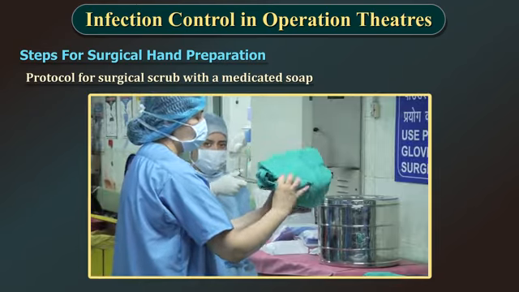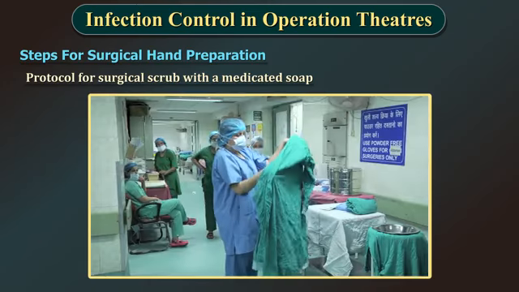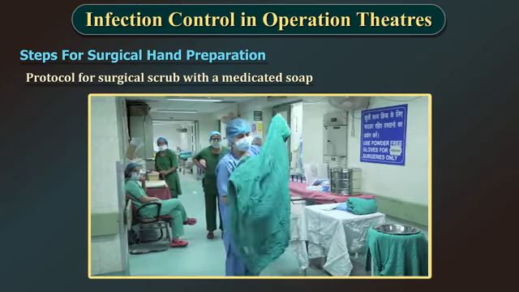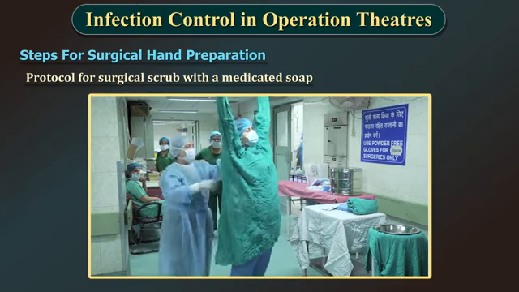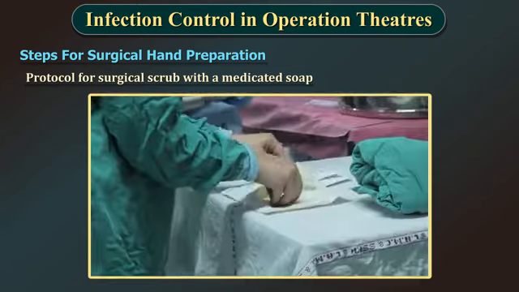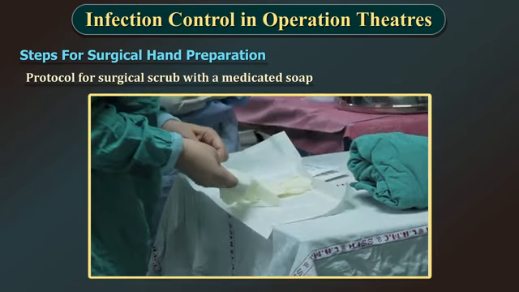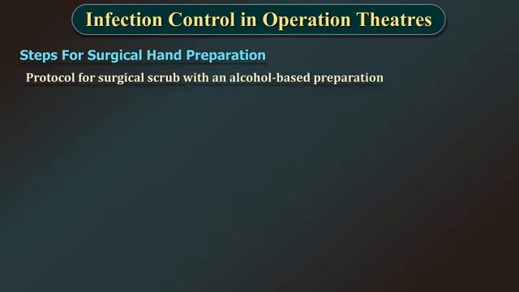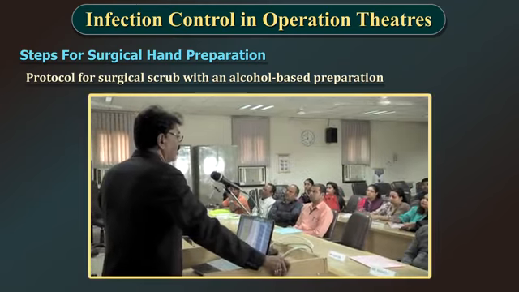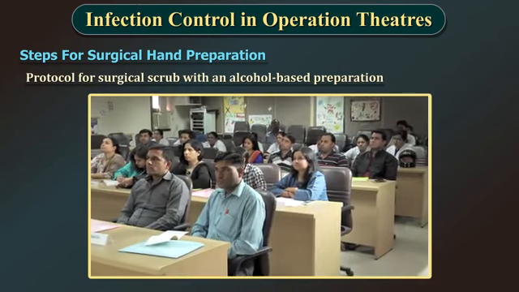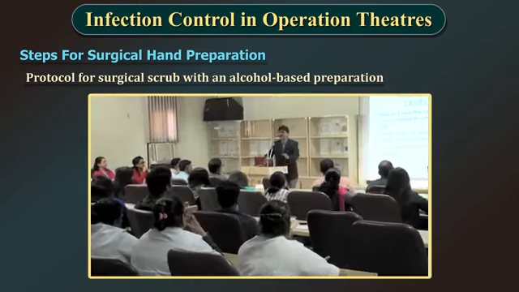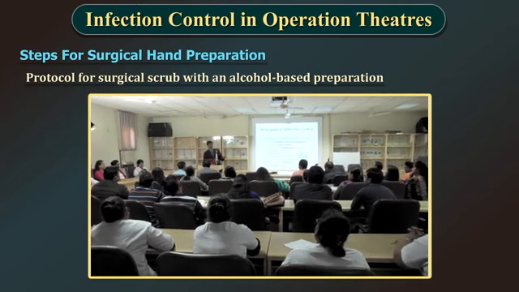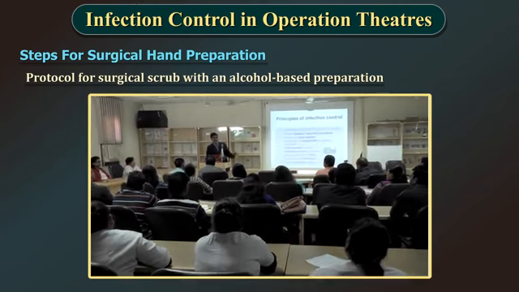Once in the operating room or the suite, hands and arms should be dried using a sterile towel and aseptic technique before putting on gown and gloves. Correct aseptic technique should be followed to wear sterile gloves without contaminating the sterile surface. Protocol for surgical scrub with an alcohol-based preparation. The steps are same as hand wash. Hand hygiene training program for doctors, nursing staff, and housekeeping staff needs to be done regularly for each category of staff. Hand hygiene compliance needs to be monitored.